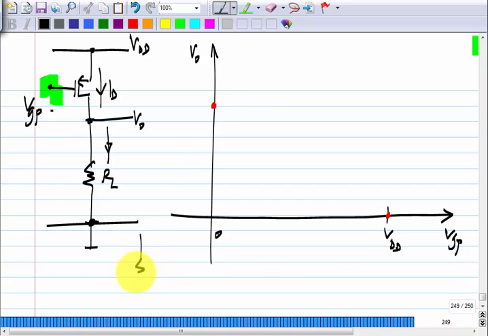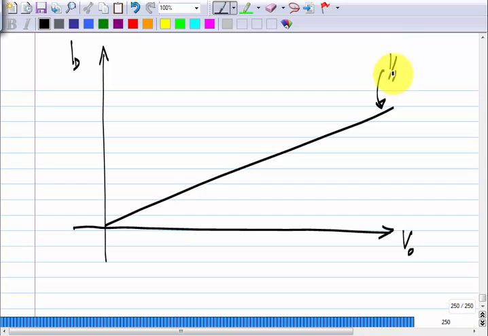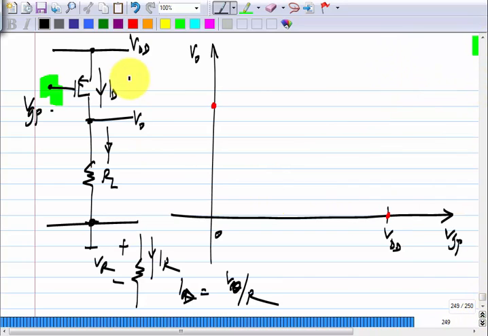Okay. So, what is the characteristic of a resistor? We have VR across it and an IR through it. IR is VR divided by R, that is all. Okay. Now, in this case, the chosen variables are ID and V naught. Okay. So, how is VR related to V naught? It is the same as V naught. And how is ID related to IR? It is also the same. So, all we have to do is plot the straight line. Okay. What will be the slope? 1 by RL.